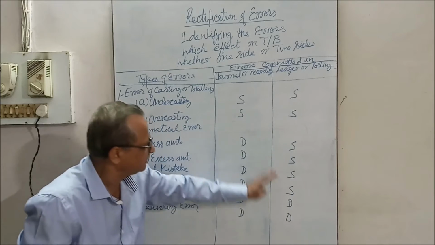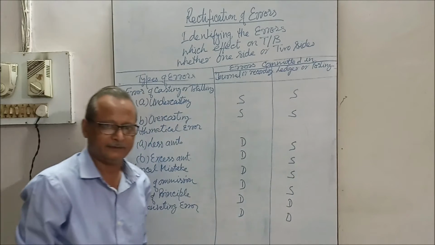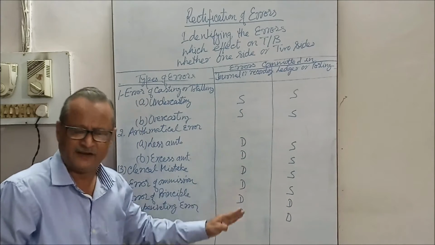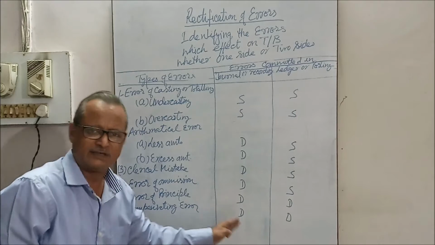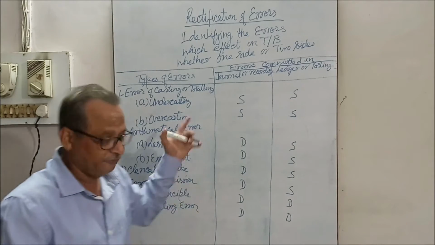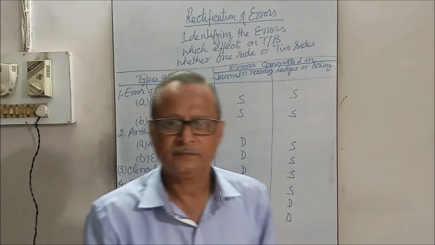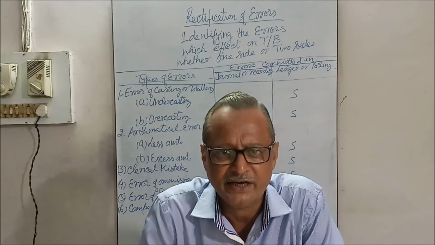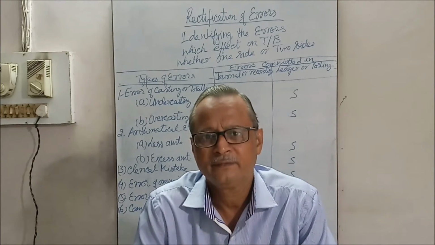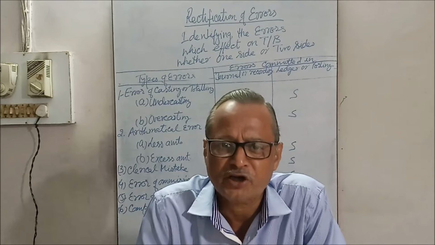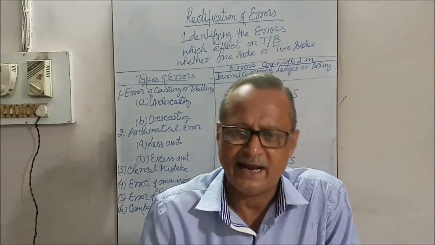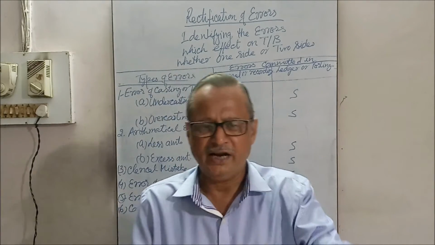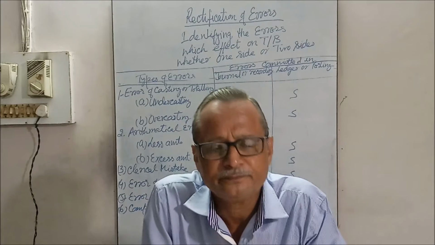Now, single-sided error and double-sided error. To rectify a single-sided error, we will discuss it later. First, we will learn how to rectify the double-sided error. While rectifying the errors, first of all you must check when the errors are detected. That is either before preparation of trial balance or after preparation of trial balance. And for double-sided errors, before preparation, after preparation, and after preparation of final account.